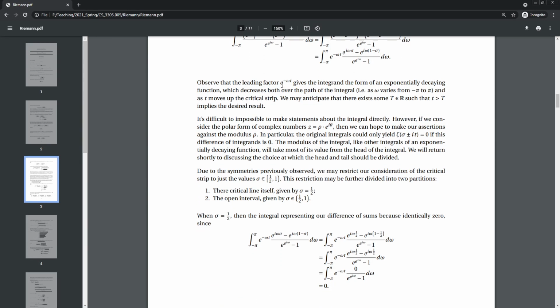Okay. So this again just says what I just said. There's that decay at the front, and it decreases both as we range from the beginning of the integral, the start, towards the end, and then it also decays with respect to increasing t.